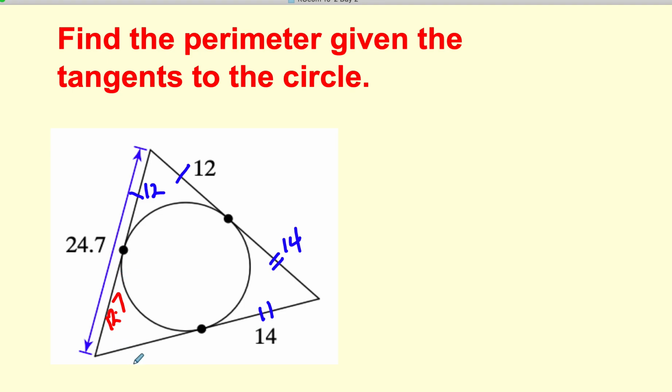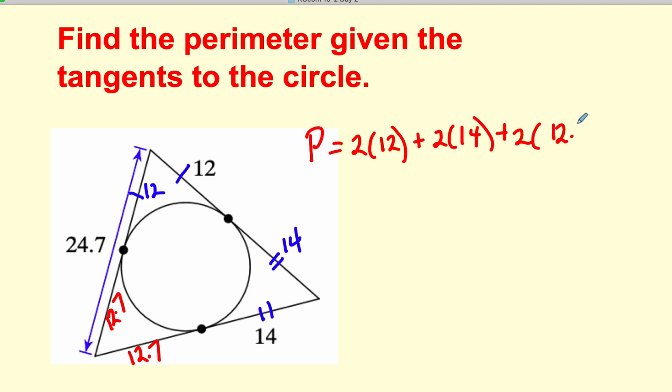And that's because these two have to add up to this number here. And then this tangent segment will be equal to this tangent segment. So the perimeter will be 2 times 12 plus 2 times 14 plus 2 times 12.7. And let me go ahead and figure that out.